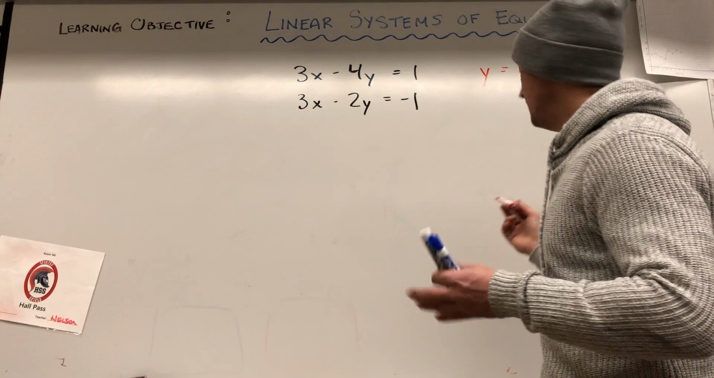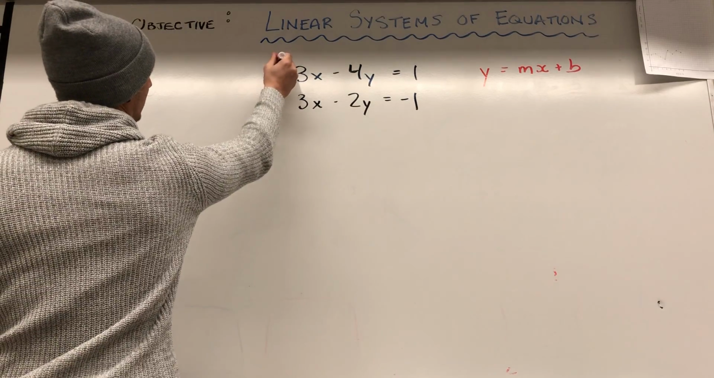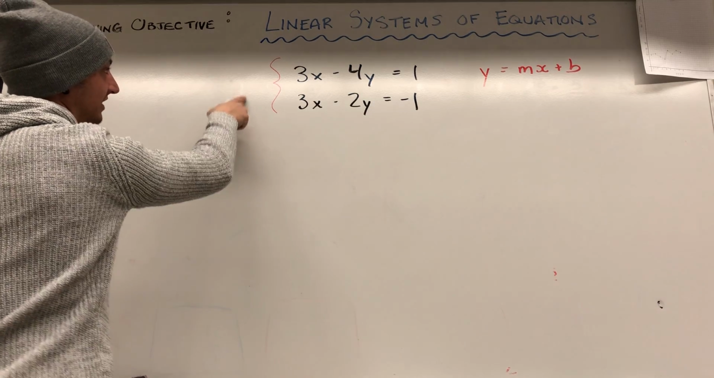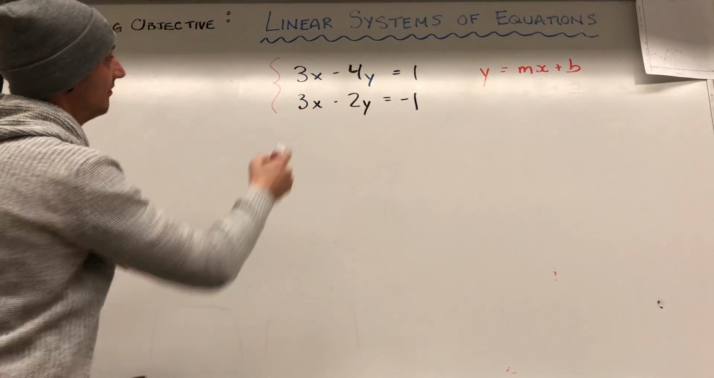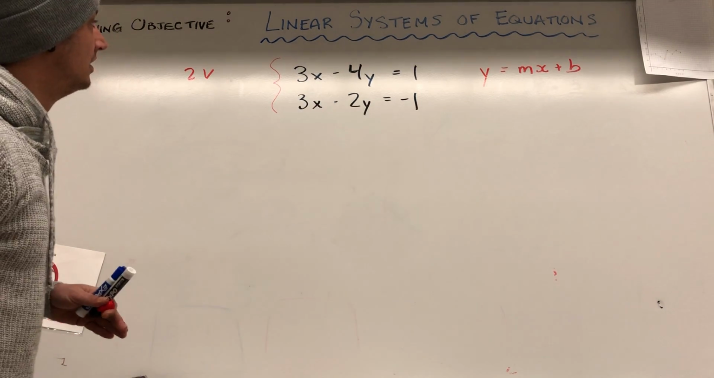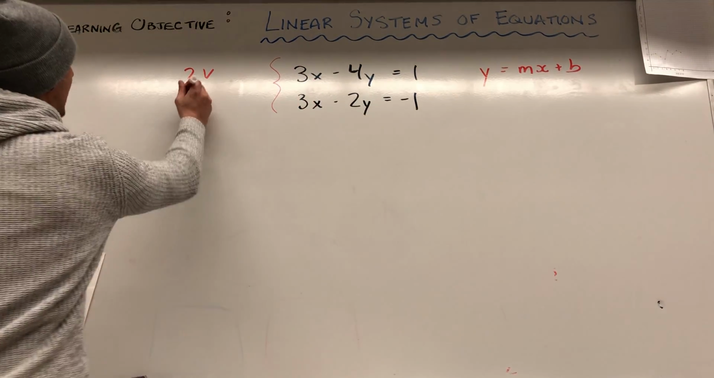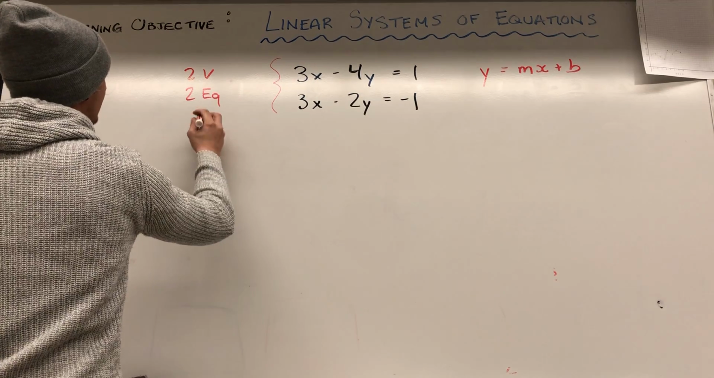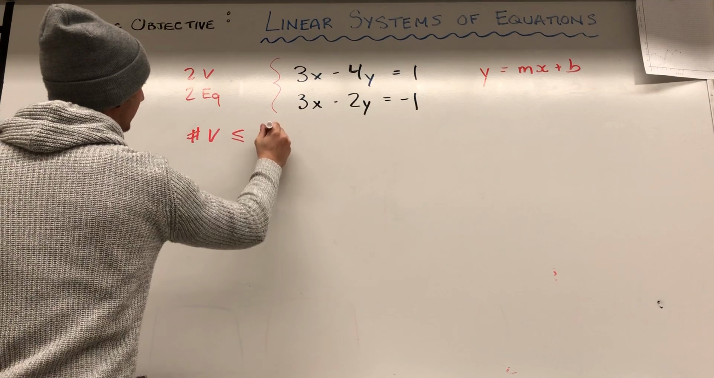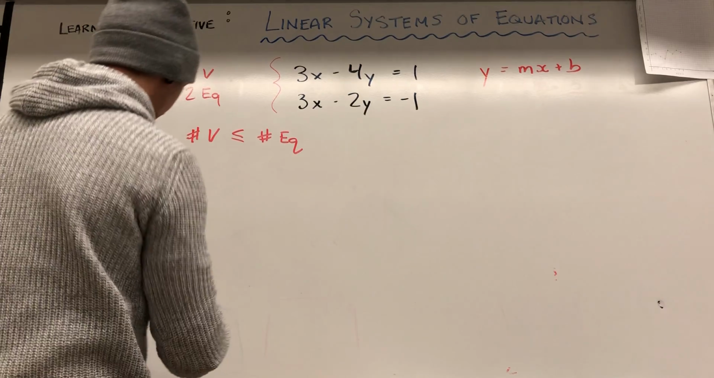Now, one thing I didn't talk about in the other video was figuring out how many solutions there are. So we know that we have to have as many equations as we do variables in order to solve. In this case, I have two variables, x and y. It's not four variables, you don't count them twice. I have two variables, x and y are my variables, and I have two equations. So in this case, my number of variables is smaller or equal to my number of equations. That means that, yes, I can solve this.